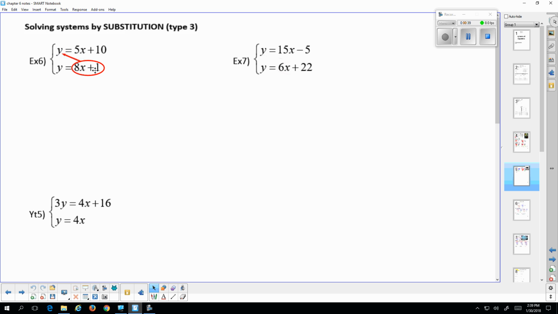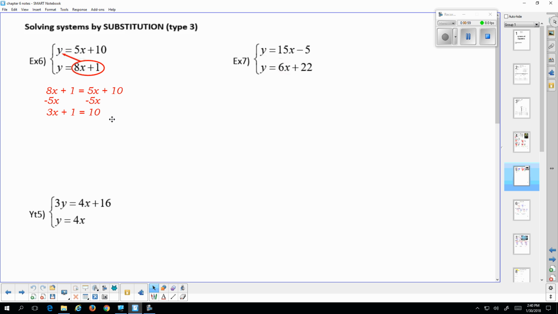So what's my equation going to be? It's going to be 8x plus 1 equals 5x plus 10. And now I solve for x. So what am I going to do first? Let's subtract 5x from both sides. So 5 minus 5 cancels. 8 minus 5 is 3.